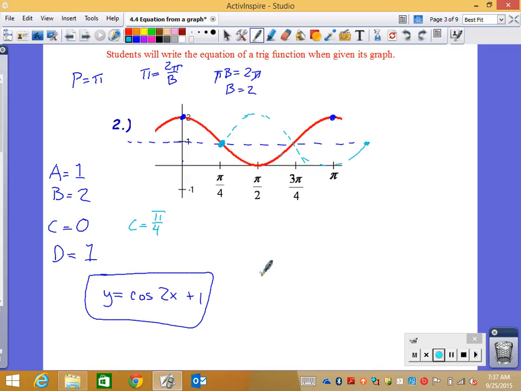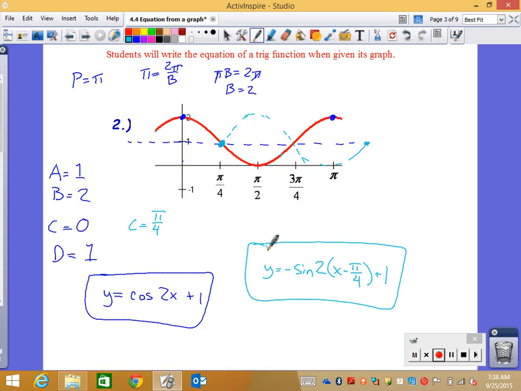So if I were to write this in terms of sine, it'd be y equals negative sine, because my amplitude's 1, my b value's 2, and I am phase shifting it this time by pi over 4, and then it's a vertical shift of 1. So these are both perfectly legitimate equations that you could write on a test.